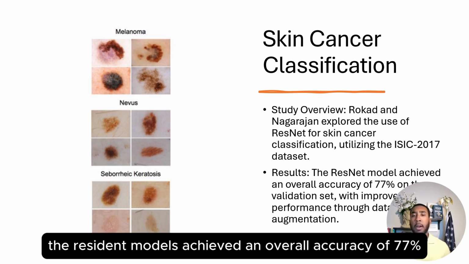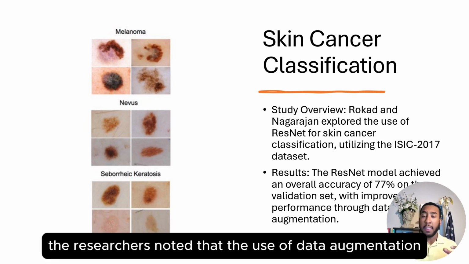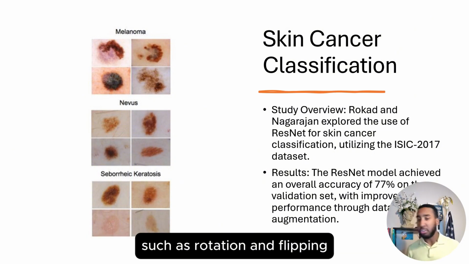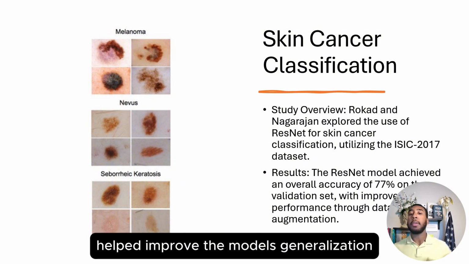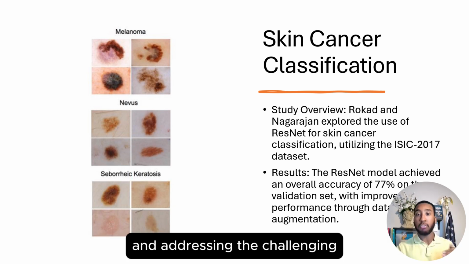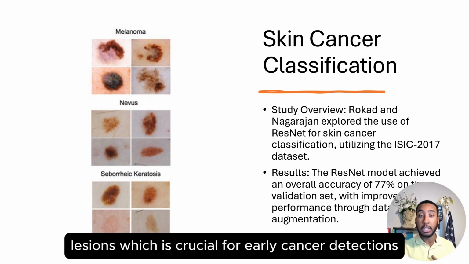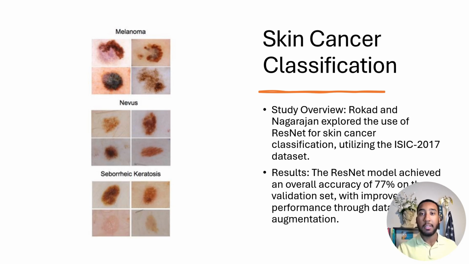The ResNet models achieved an overall accuracy of 77% on the validation set. The researchers noted that the use of data augmentation, such as rotation and flipping, helped improve the model's generalization. This demonstrates the effectiveness of ResNet in addressing the challenging task of distinguishing between different types of skin lesions, which is crucial for early cancer detection.